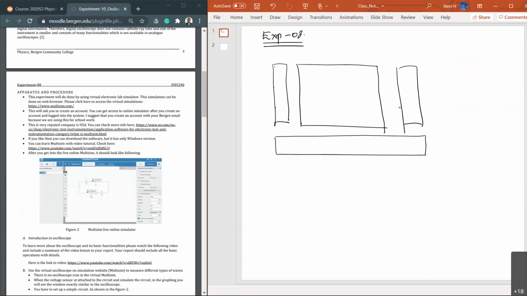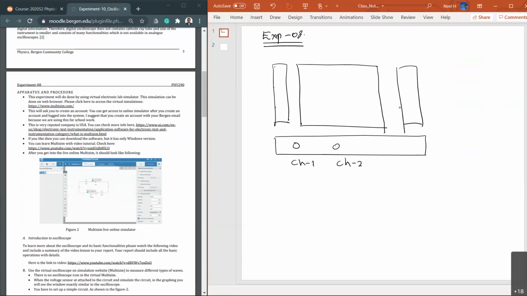And also it has usually 2 or 3 input channels. Analog type oscilloscope usually has input channels 1 or 2. Generally it says channel 1 and then channel 2.